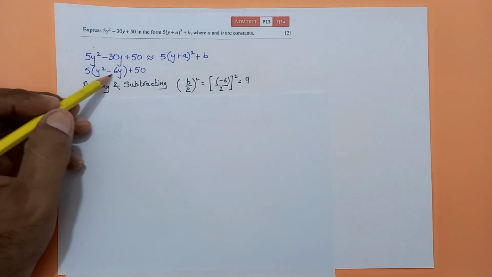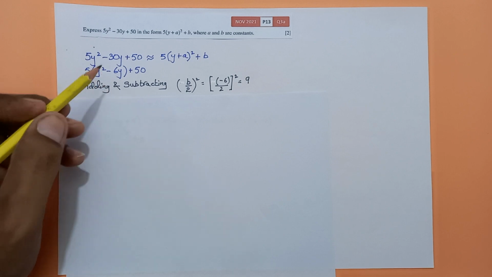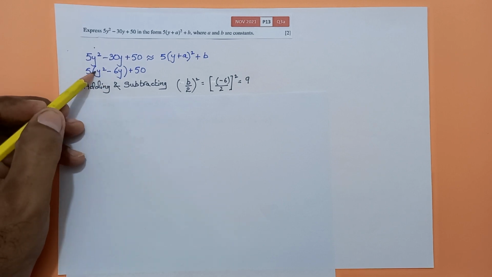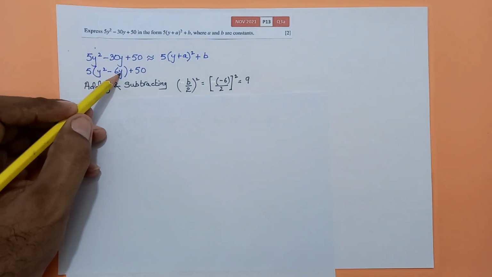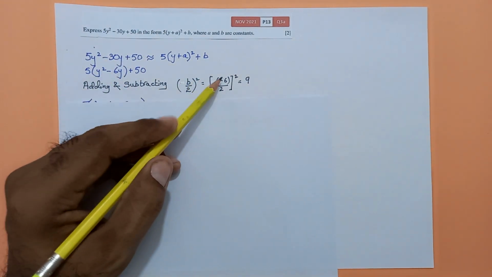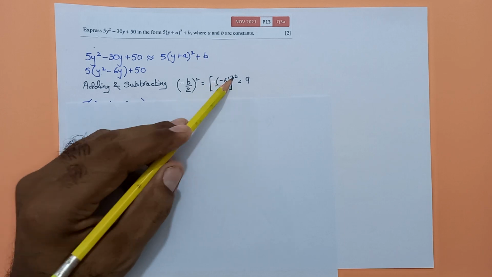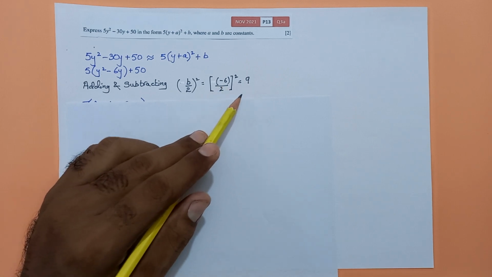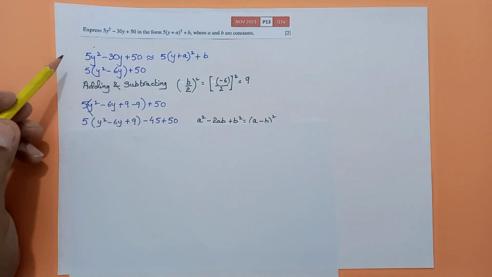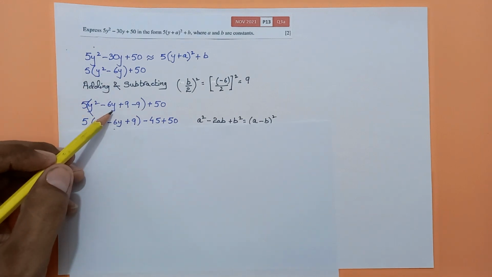So after taking this 5 as a common, now the coefficient of y square is 1, and definitely that was a requirement. Now whatever is the coefficient of y, which is negative 6, divide that by 2 and square it. Whatever the answer comes, like we have 9 over here, just add and subtract the 9 inside the bracket like we have done over here.